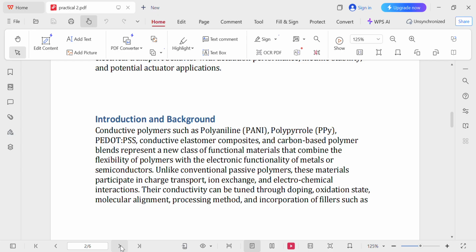Unlike conventional passive polymers, these materials participate in charge transport, ion exchange, and electrochemical interaction. This means that unlike normal plastics that do nothing electrically, these polymers can carry electric charges, move ions, and take place in electrochemical reactions.